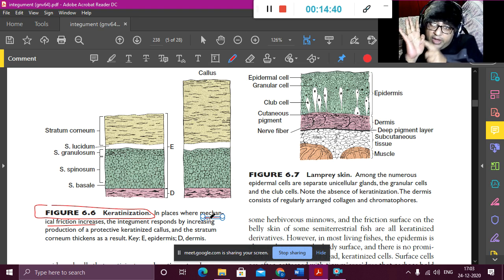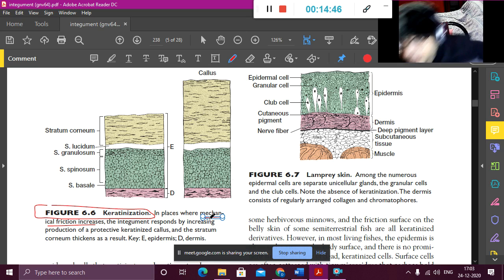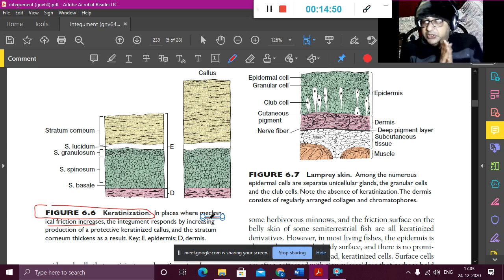Sometimes calluses form, and that callus is nothing, it is just excess keratinization which has taken place, because in that region, if you wash clothes and do harsh work with your hands, rough work, then you find that your hands become rough and hard outside, and that is because of keratinization. Essentially it's a response of the skin to external stress.